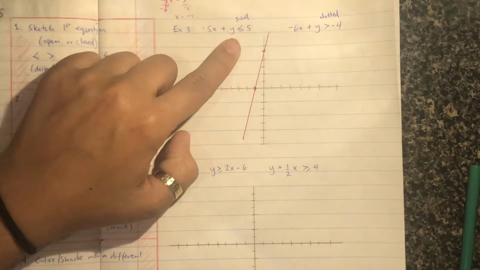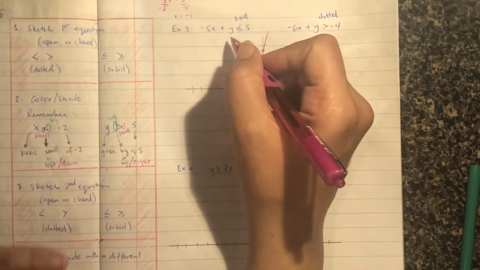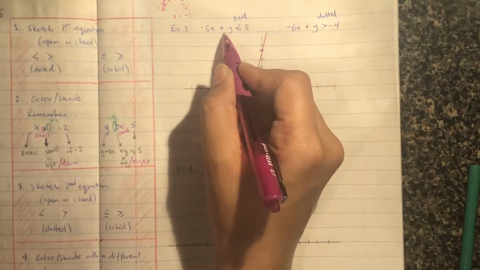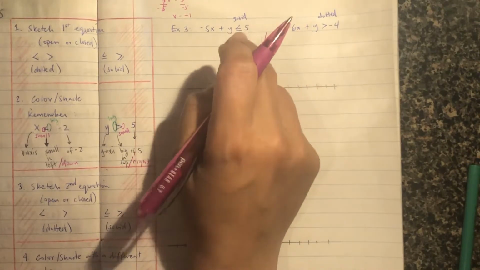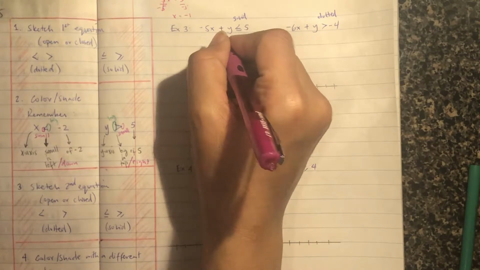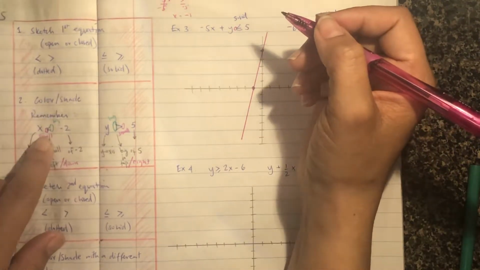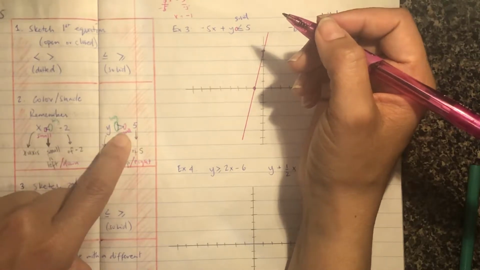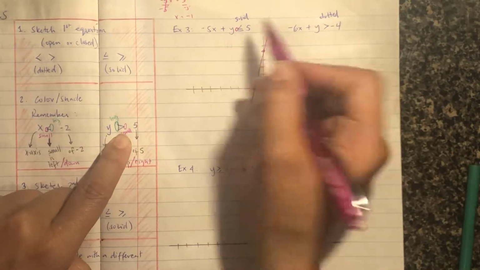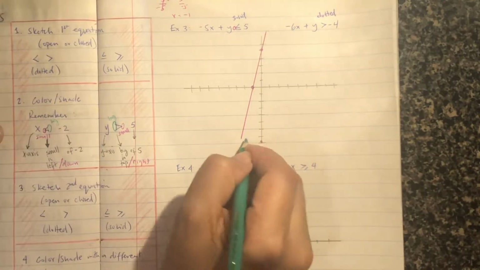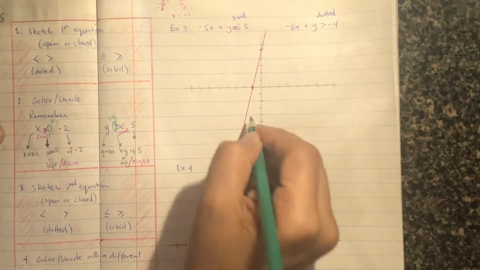Then if you're going to do this shortcut, you need to make sure that y is not negative. If y is negative, you're going to need to flip the inequality. But y is positive, so this is going to be small. Remember, small is the small, big is the big. So y is small right here. And then you're going to shade everything from that line, including that point.